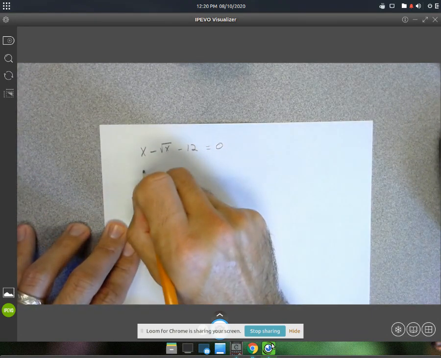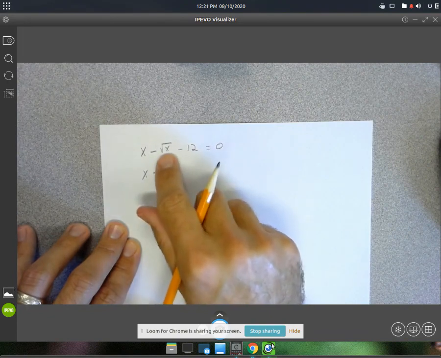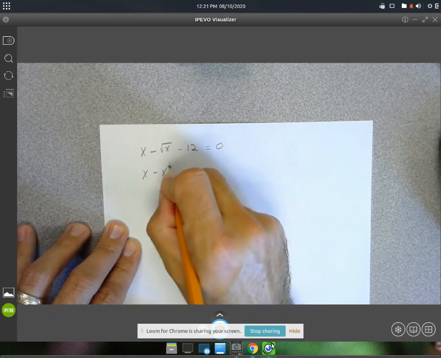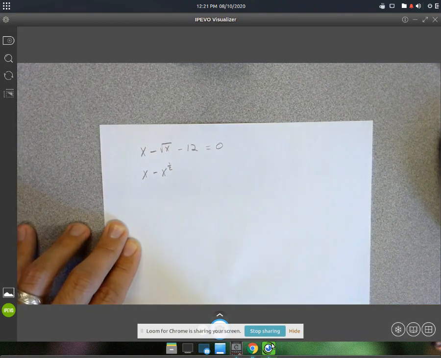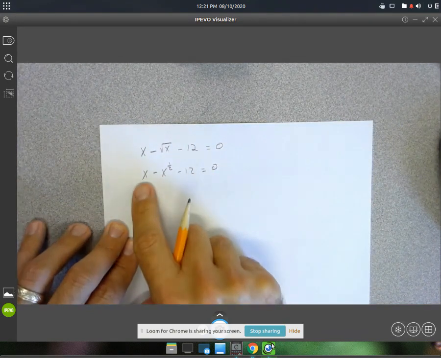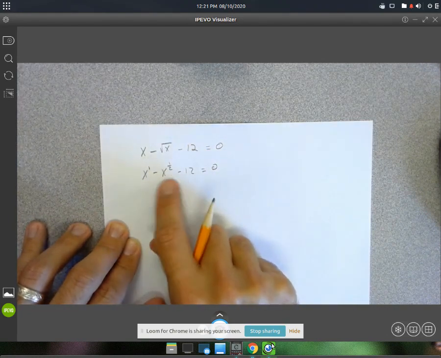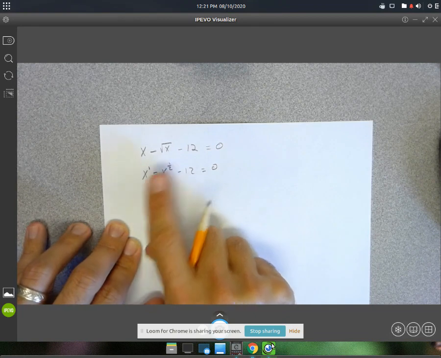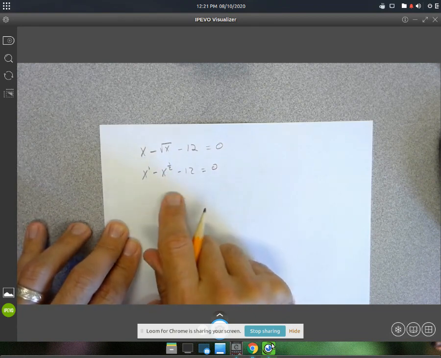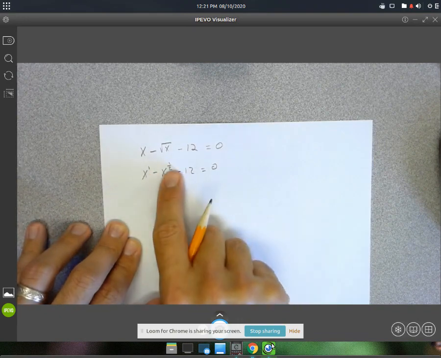I'm going to rewrite this just so you see exactly what's going on here. If you have something square rooted, that's the same as an exponent of a half, right? Minus 12. So because the exponent of the first one is a 1 and the second one is a 1/2, we can use that U substitution trick, or at least try it. All right, because the first exponent is double the second exponent.